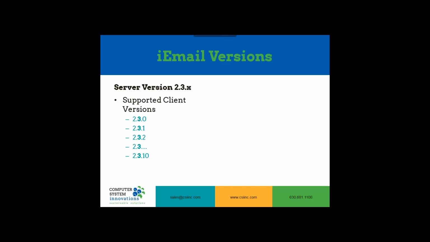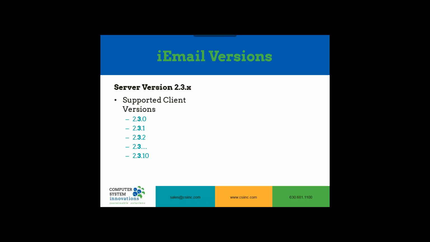Those two versions, the only thing that needs to match between your server version and your iEmail client version is that middle number has to match. Actually, the first two numbers do need to match. We should fix that. But in this case, if my server version said 2.3.0, I could install all the way up to 2.3.10 as my client.